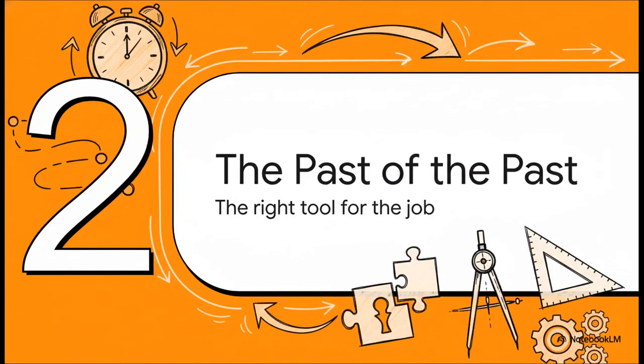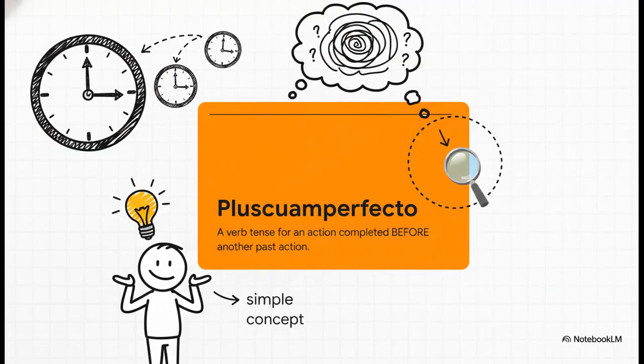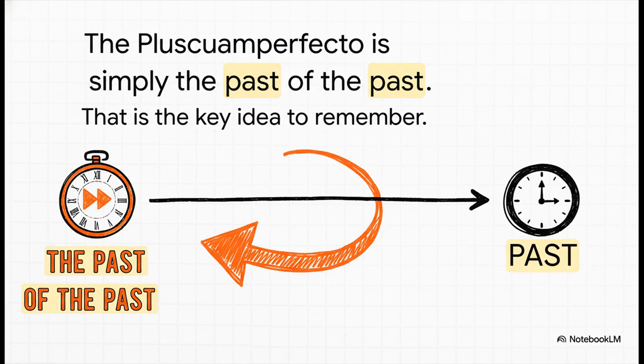So to solve this little puzzle and become a much more precise storyteller, you need to use a special tense. It's a tool designed specifically for this exact job, talking about a past event that happened before another past event. Now, its fancy official name is the Pluscuamperfecto de Indicativo. Yeah, I know, it sounds super complicated, but don't let that big name fool you. The idea behind it is actually incredibly simple. All you have to remember is this one simple idea. The Pluscuamperfecto is simply the past of the past. That's it. It's the tense you grab when you're already talking about the past, and you need to take one more step back in time.